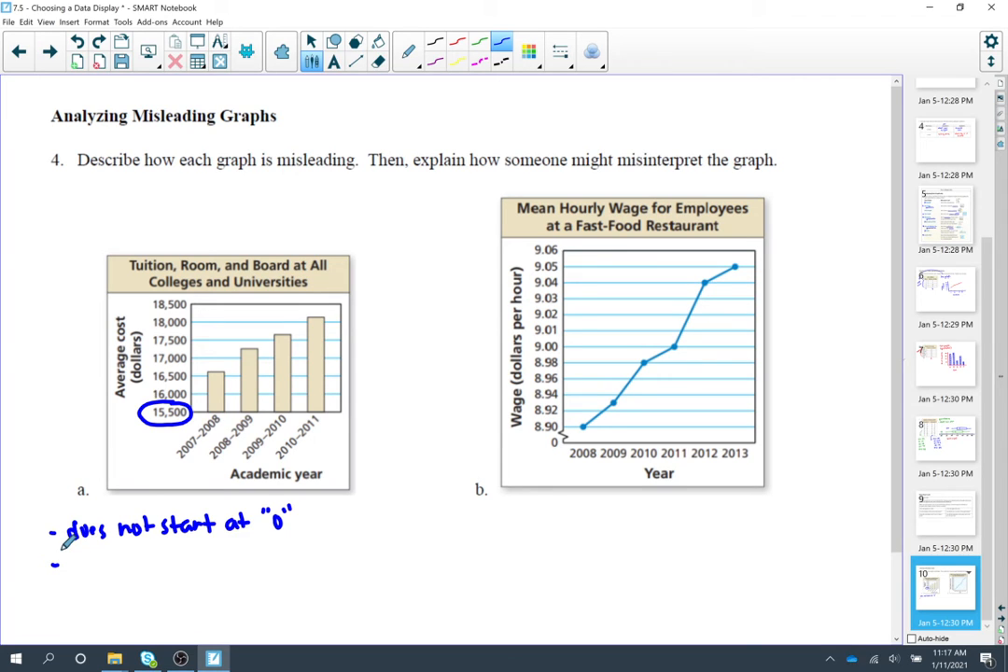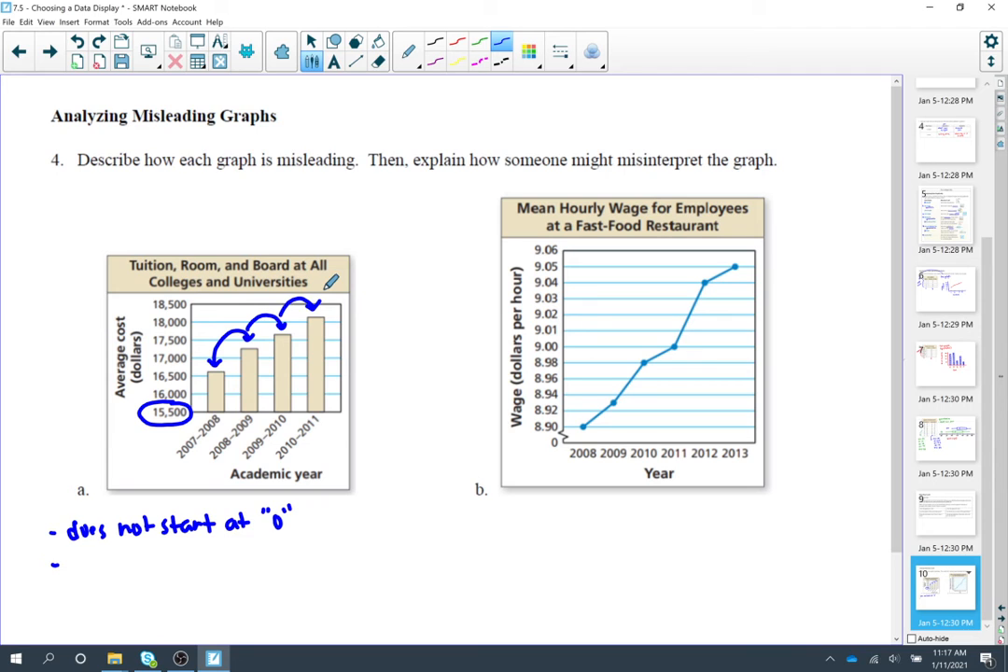Now, how would that lead me to misinterpret this? Well, given that the graph doesn't start at 0, do you notice that the distance between these two bars seems like a big difference? So if I'm looking at this, I'm going, oh wow, the tuition from 2007 to 2008 and then 2008 to 2009 goes up a lot, and then it goes up a lot more, and then a lot more. So this college is really charging a lot more money.